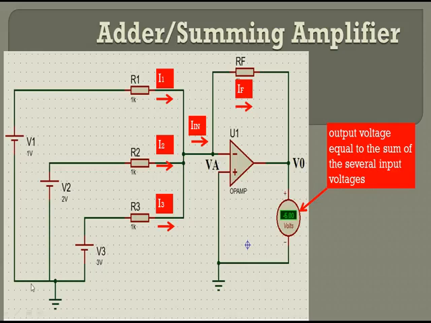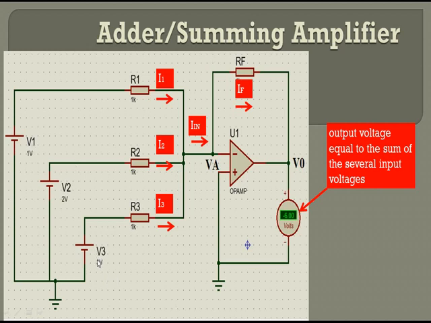Op-amp as an adder. An adder produces an output voltage which is equal to the sum of the input voltages applied at the inverting terminal. The adder circuit is also called a summing amplifier. Here, three input voltages V1, V2 and V3 are applied at the inverting terminal of the op-amp, and the output of the op-amp is the sum of the three input voltages.